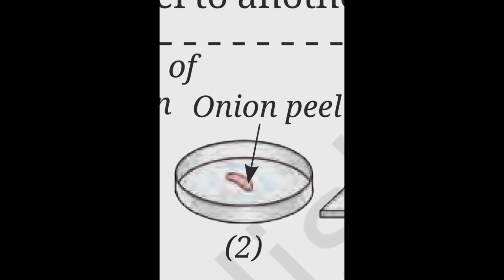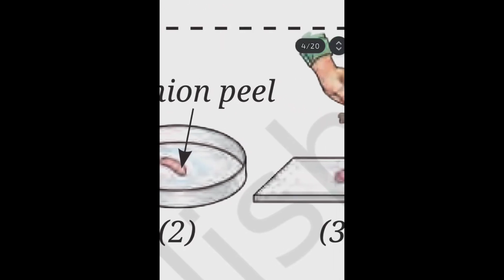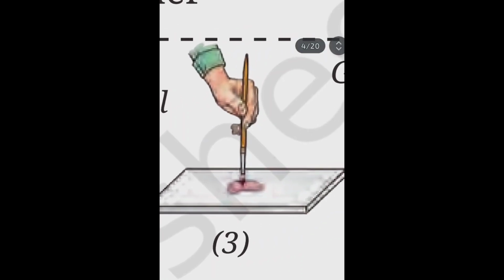In order to give it color, we are keeping it in a red colored substance called saffronin for 30 seconds. This will give a pinkish color to the cells and help us see them clearly. Now, with the help of a thin brush, you can see in this picture, he is just picking it up and placing it on another petri dish containing water to rinse the peel and remove extra stain.